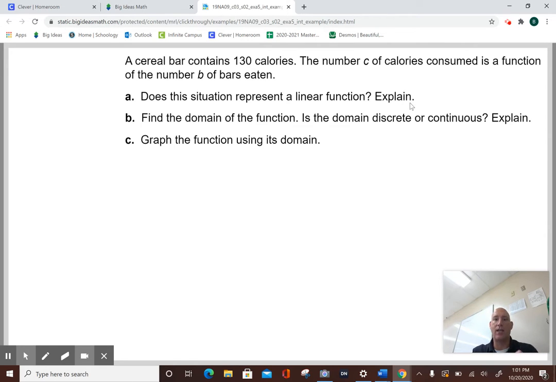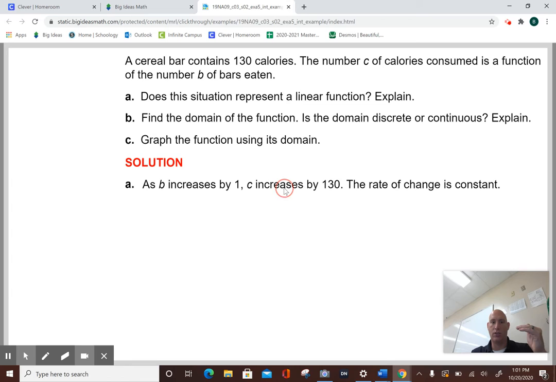A cereal bar contains 130 calories. The number of calories consumed is a function of the number of bars eaten. Does the situation represent a linear function? Explain. So when we're looking for a linear function, we're thinking of a constant rate of change. So as the bars increase by 1, C increases by 130. The rate of change is constant.